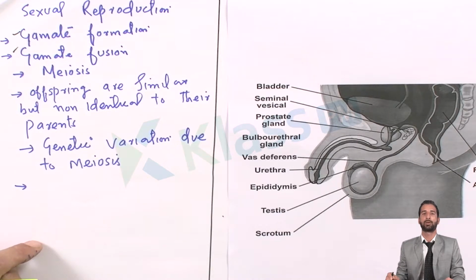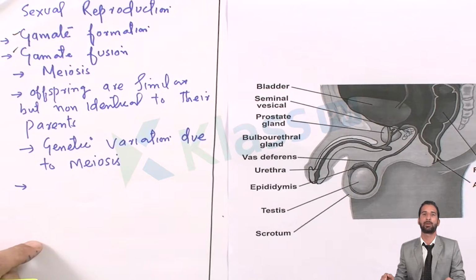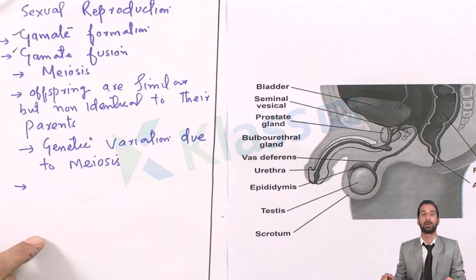The process of gamete formation occurs in males as well as in females. In males, gamete formation is called spermatogenesis, because the male gamete is called the sperm. In females, the gamete is called the ovum or secondary oocyte, and its formation is called oogenesis. So how does spermatogenesis occur, and how does oogenesis occur?